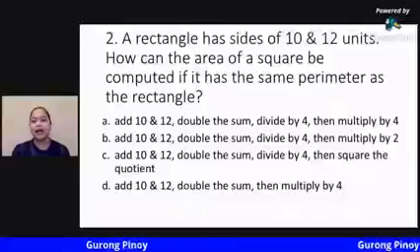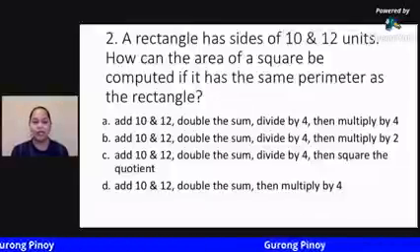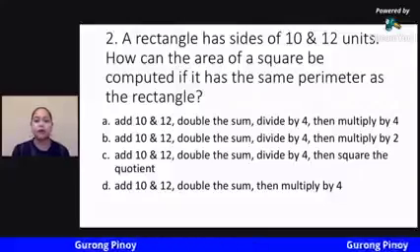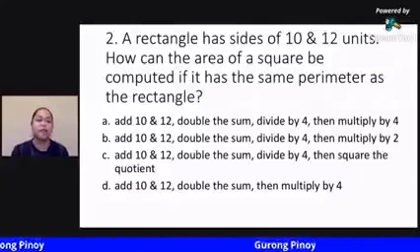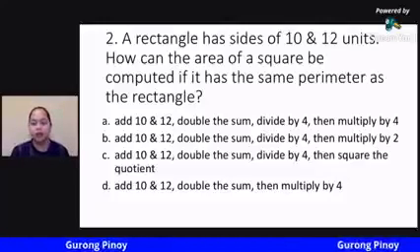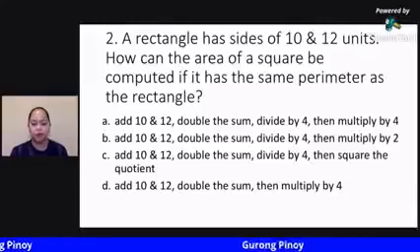A rectangle has sides of 10 and 12 units. How can the area of a square be computed if it has the same perimeter as the rectangle? This is in math. Letter A, add 10 and 12, double the sum, divide by 4, then multiply by 4.